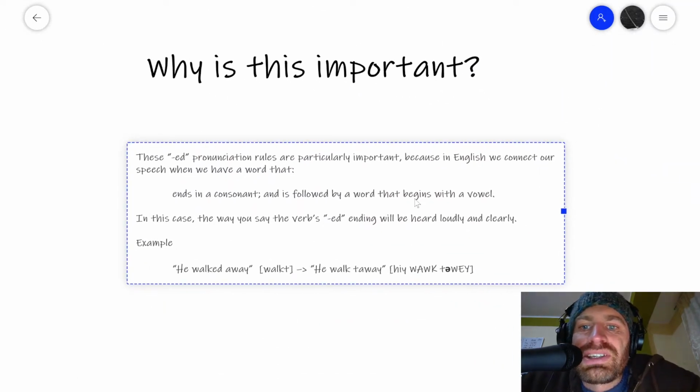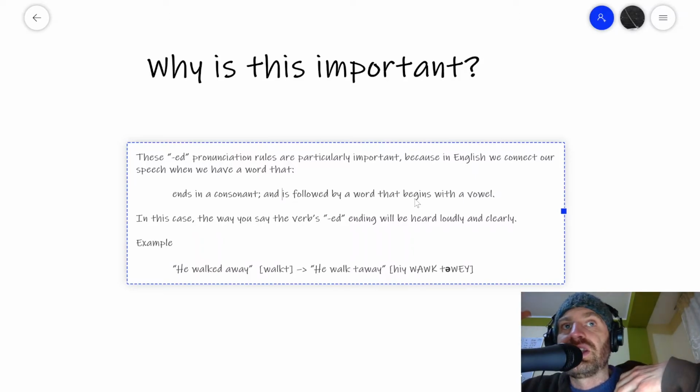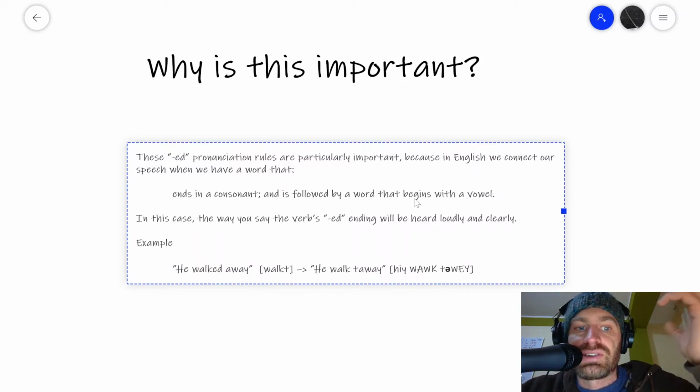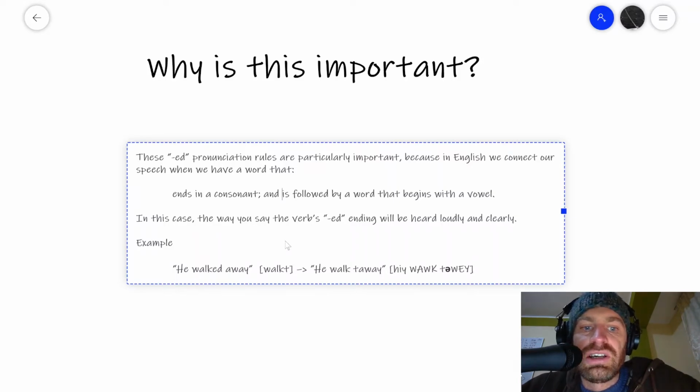The final question in this is, why is this important? This is important because in English, we connect our speech. We link the sounds. So when a word ends in a consonant and is followed by a word that begins with a vowel, it connects to that next sound. And this is how we distinguish if you're speaking in the past tense or the present tense. We don't say, he walked away. In normal everyday conversational speech, we say, he walked away. This T sound links to the next word, away, and it sounds like "walktaway."